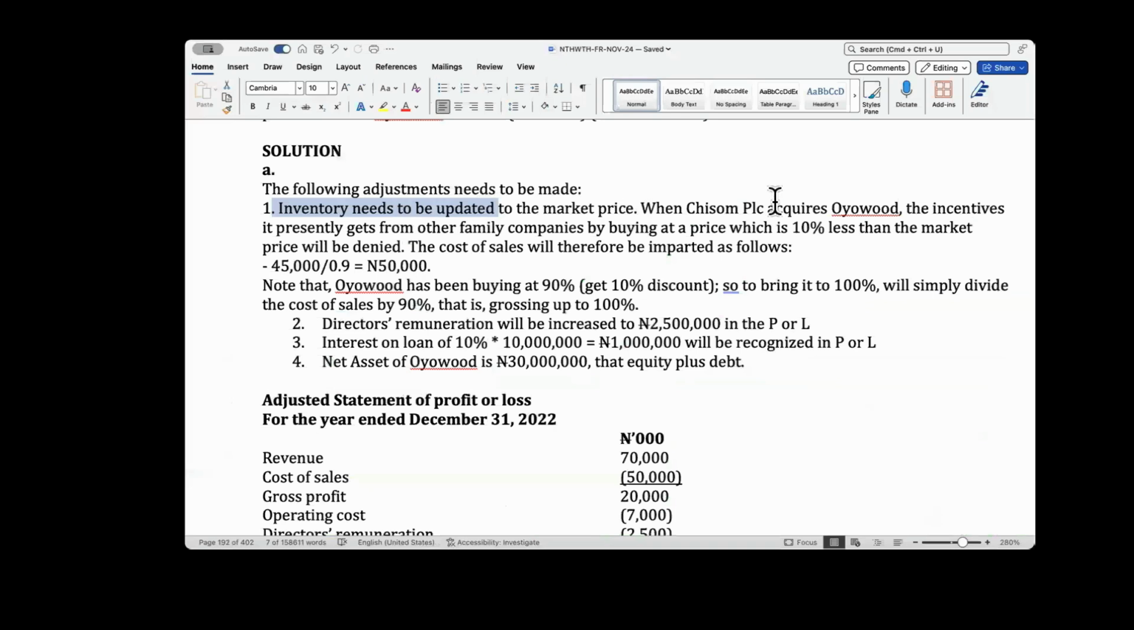When Chisom PLC acquires Oyowood, the incentives it presently gets from other family companies by buying at a price which is 10% less than market price will be denied. Because as soon as Chisom buys Oyowood, Oyowood will no longer be part of those other companies that are run by the same family. They will see Oyowood as part of Chisom now. They will not sell to him at 10% less again. So the cost price would therefore be adjusted as follows.